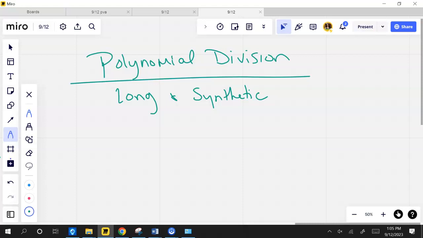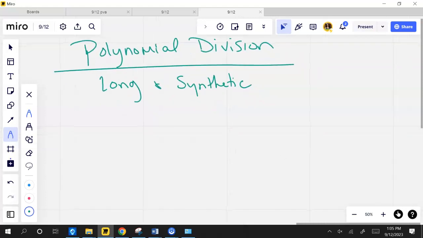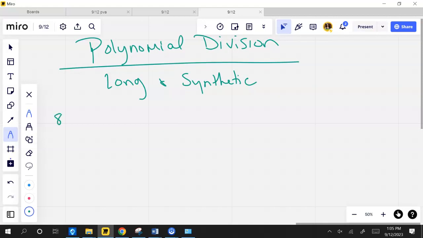I'm gonna do number 8 first for long division. So it's 4x cubed minus 23x minus 21 divided by 2x plus 3. Remember, you need placeholders, right?